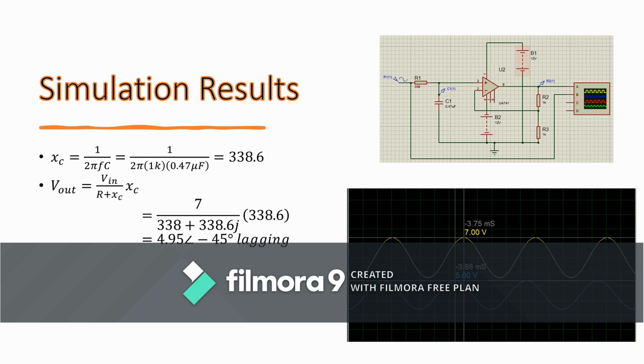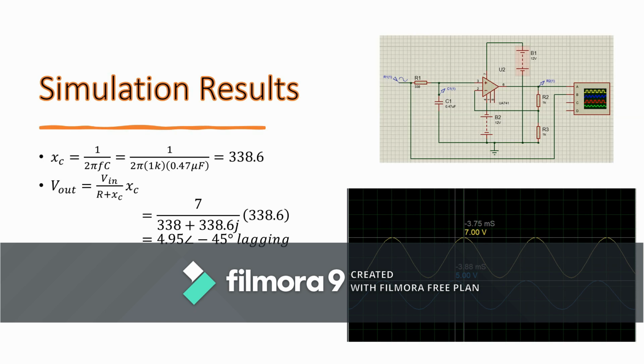And for this, the formulas at the left hand side are XC equals 1 over 2 pi FC, and V out equals V in over R plus XC, multiplied by XC. This is the formula used to calculate the output voltage and the power factor of the voltage.